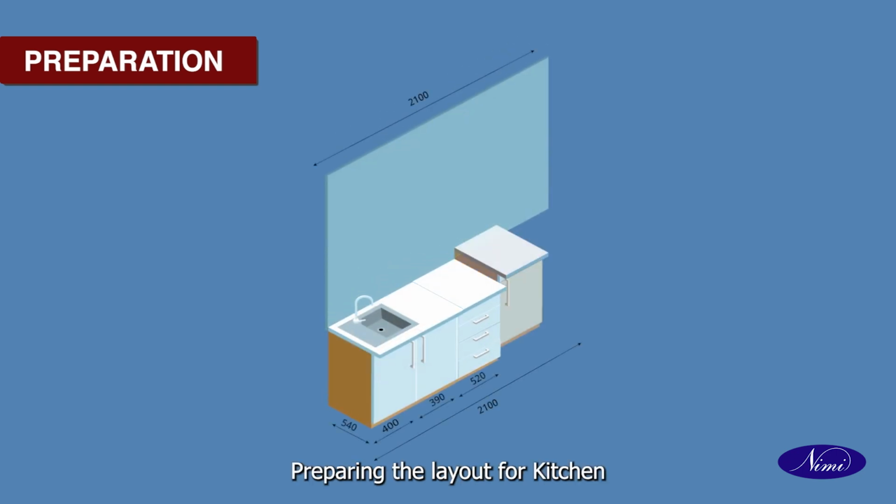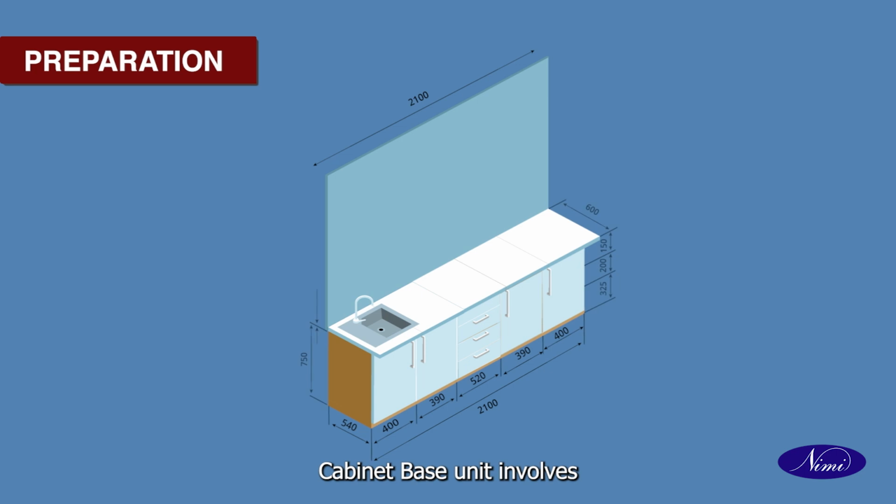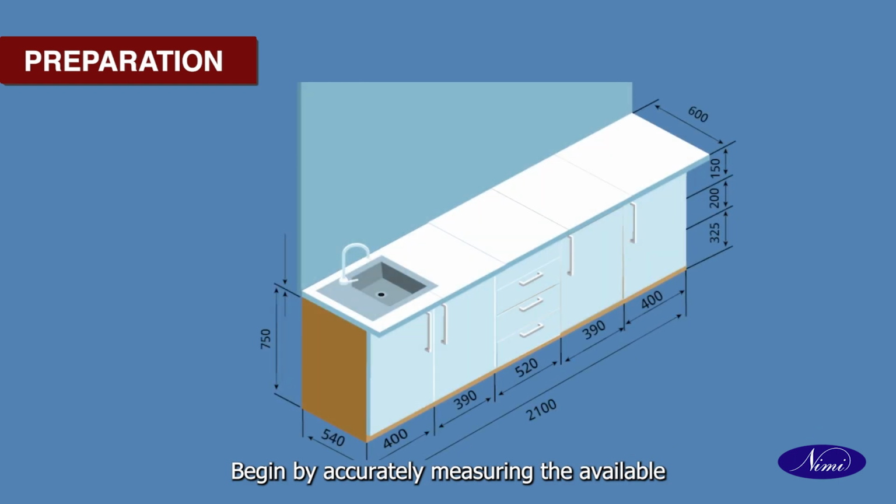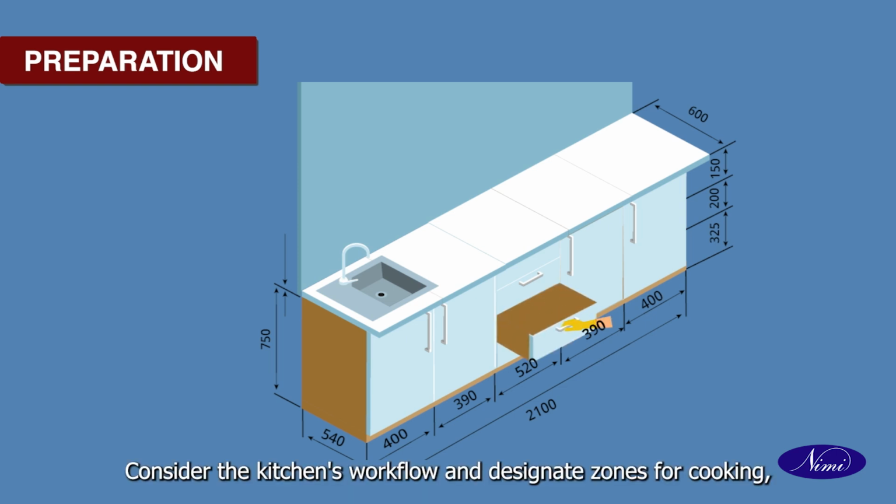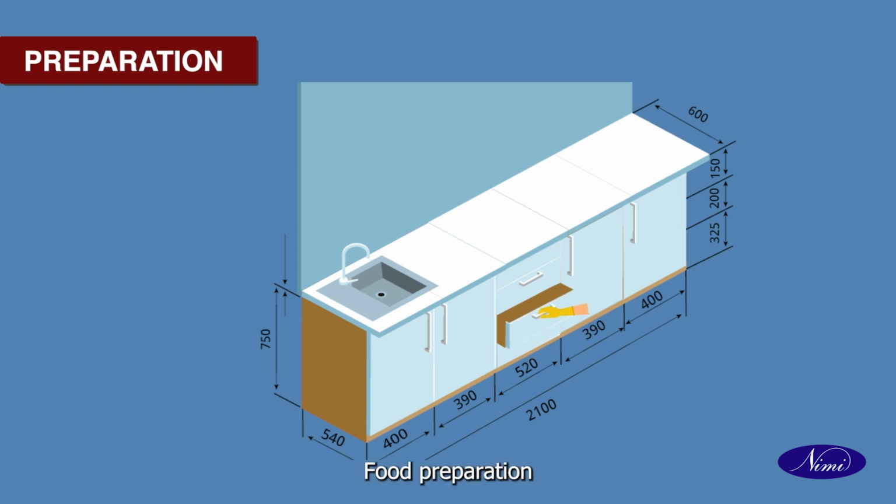Preparing the layout for kitchen cabinet base units involves several key steps to ensure a functional and well-designed space. Begin by accurately measuring the available floor area where the cabinets will be installed, taking into account factors like doorways, windows, and appliances. Consider the kitchen's workflow and designate zones for cooking, food preparation, and storage to optimize usability.